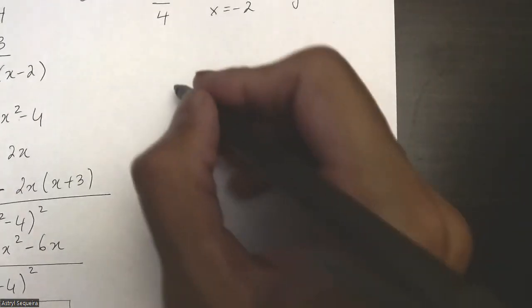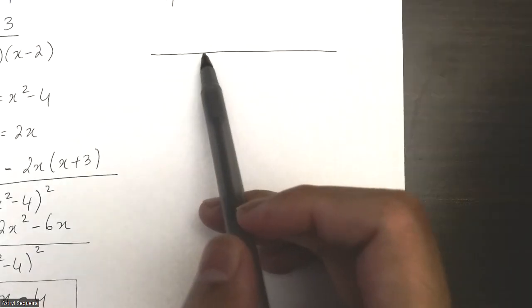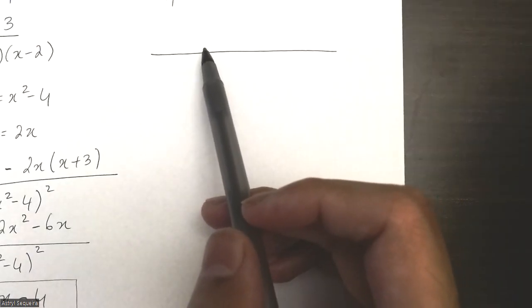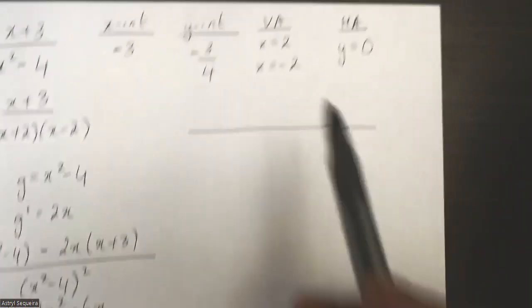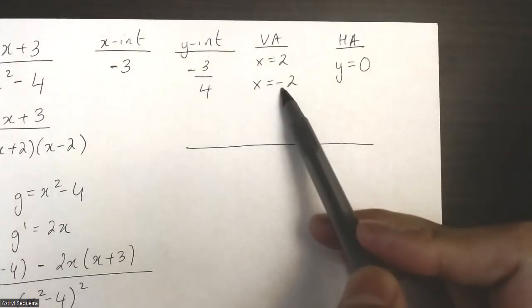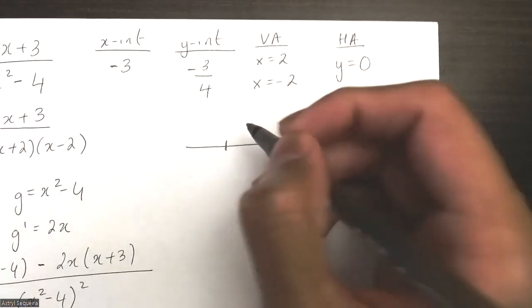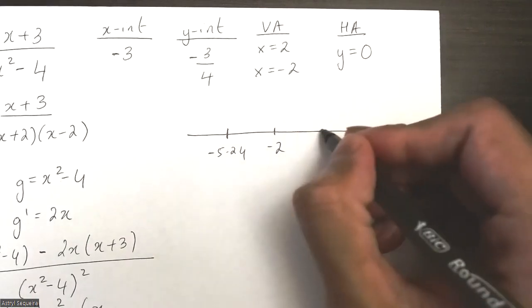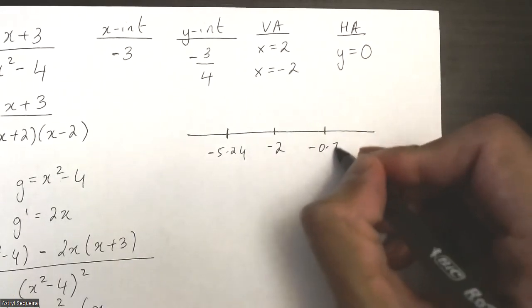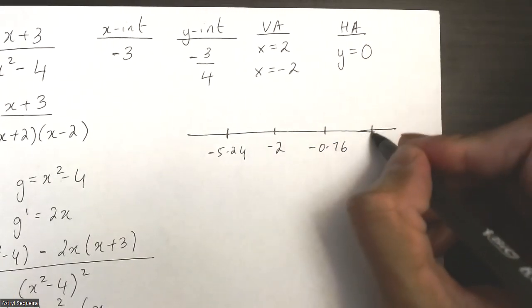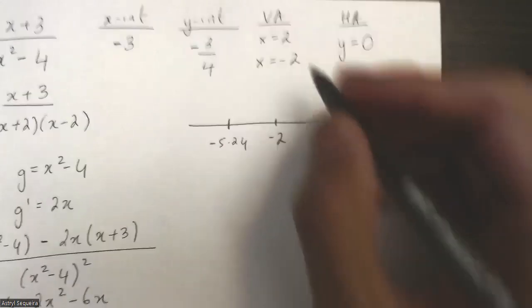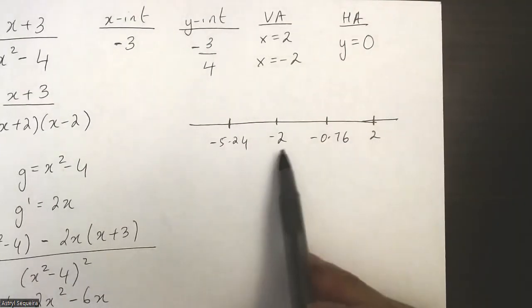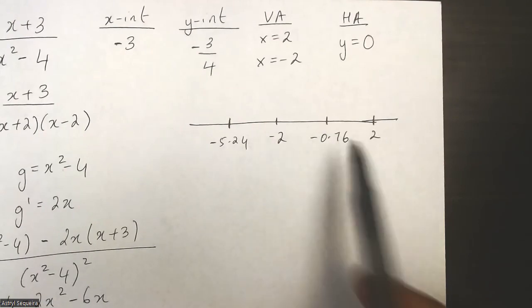So I'll do that all the way up over here. I have a number line. On my number line, I want to put all my critical points and my vertical asymptotes. So these two and these two. I'm going to start with the lowest, which is negative 5.24. Then I'm going to go to -2. Then I'm going to go to negative 0.76. And then the last one is +2. Remember, these two are critical points. These two are vertical asymptotes.